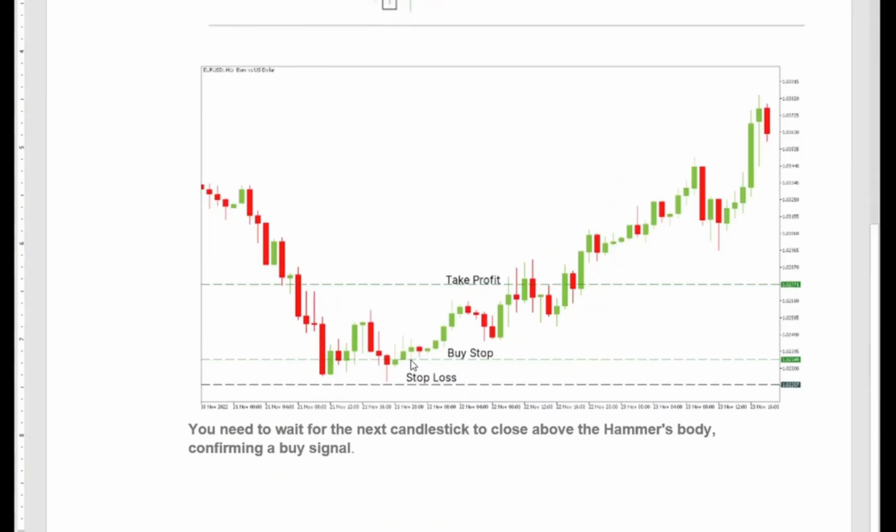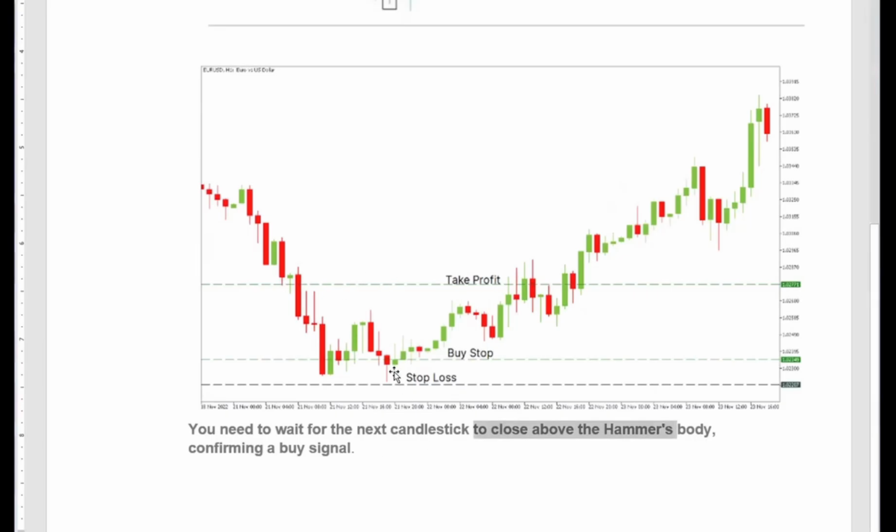All right, so this is going to be easy. Yeah, and the point is we need to wait for the next candlestick to close above the hammer's body. And that closing price will be our entry zone. And stop loss will be set below the lower wick. And the take profit will be set at the previous swing high.